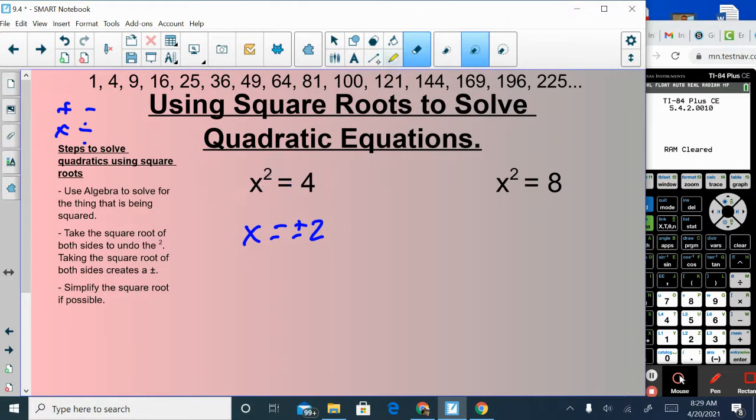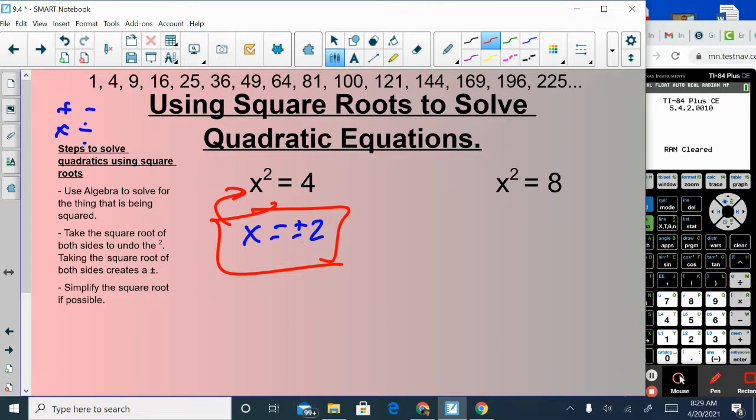Why is it plus or minus 2? Well, if you were to think about plugging something back into this equation, 2 squared is 4, 2 times 2. But also, negative 2 times negative 2. Negative 2 squared is also 4, right? Negative 2 times negative 2 is indeed 4. And so that's why we end up with a plus or minus in our final answer. And that would be the extent of the answer for this problem, x squared equals 4.